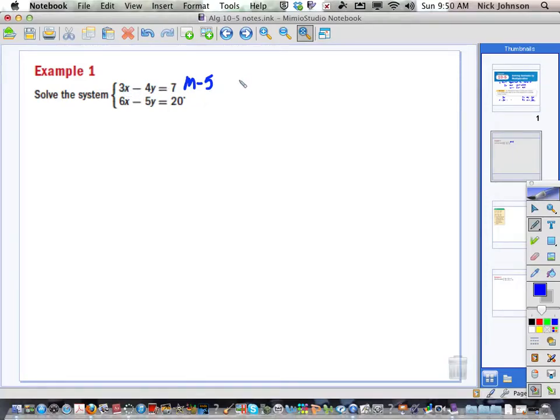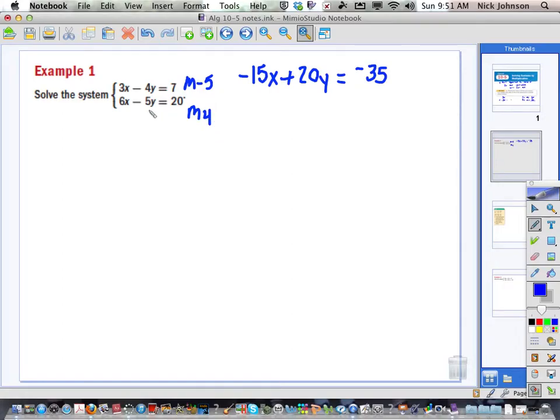So 3x times a negative 5 is a negative 15x. A negative 5 times a negative 4y is a positive 20y. And 7 times a negative 5 is a negative 35. You have to be careful with your signs. Going to the bottom here, I need to make this a negative 20. Well, I already have a negative, so I just need to multiply that by 4, because 4 times a negative 5 gives me a negative 20.